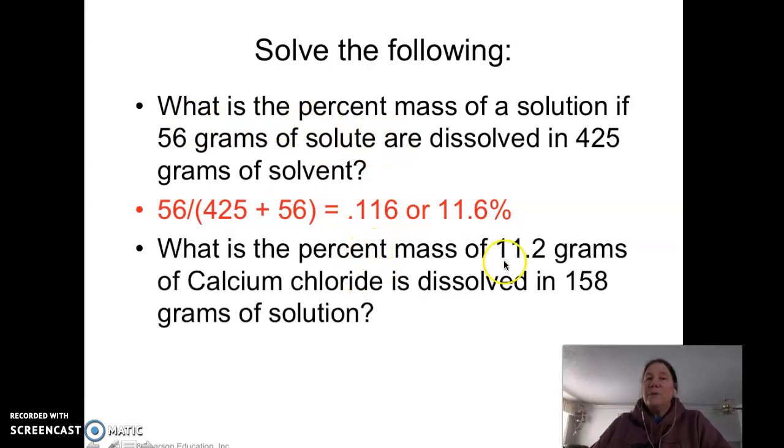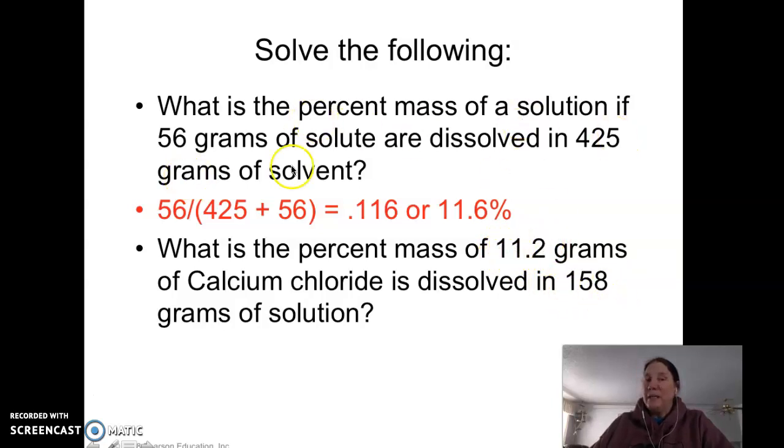Okay, what is the percent mass of 11.2 grams of calcium chloride if it's dissolved in 158 grams of solution? So this was the different one I was talking about. This one says solution, so I don't have to add them together. So all I'm going to do is take 11.2 divided by 158.